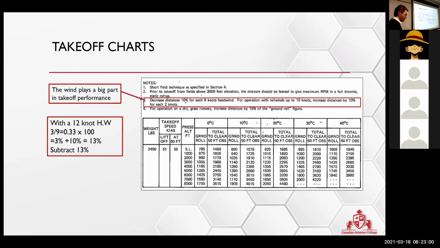So if we do 10%, that'll be 1293 times 10% equals 129. Plus 129.3 equals 1422. Sorry, we have to minus it. We are reducing the distance, so we made a mistake. 1293 minus 129 will be 1164. And then you would be doing the same thing for this one.